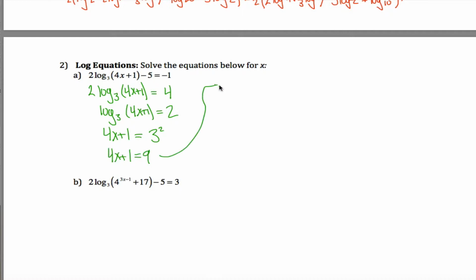So if 4x plus 1 equals 9, then 4x must be equal to 8 if you subtract 1 from both sides of the equation. And once you divide by 4, you get that x is equal to 2. That's the solution to this one.